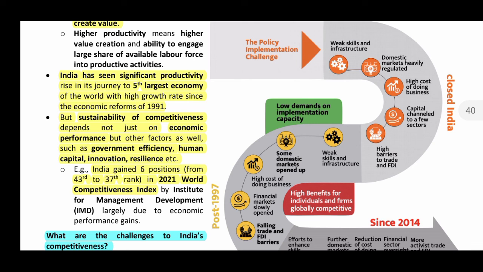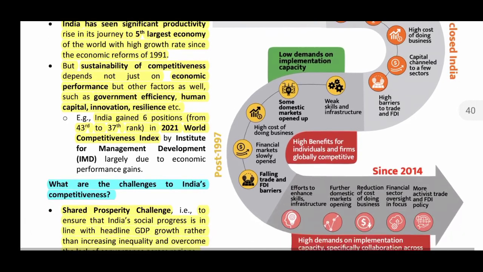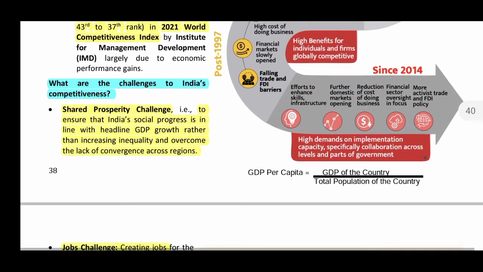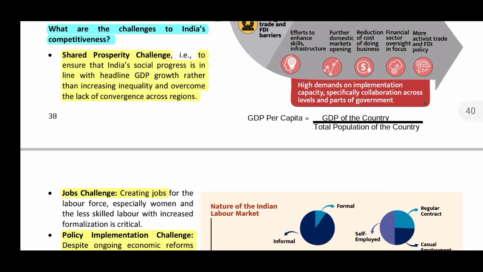India gained 6 positions, from 43rd to 37th rank, in the 2021 World Competitiveness Index. Recently it has achieved the 37th rank from the 43rd rank, which was in 2020. Now it has the 37th rank in the World Competitiveness Index, which is a great achievement by India because it has gained 6 positions. Now what kind of challenges does India's competitiveness face?